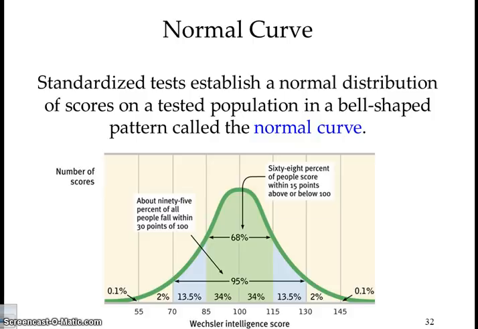When we look at an actual test, we look normally at a normal curve, or the bell curve. And so a standardized test establishes a normal distribution of scores on a test population in a bell-shaped pattern. So what it looks at is like here, I told you the average, this is IQs. So when I looked at the average IQ, it is about 100, okay? And you can see the standard deviation is 15, keeps going down.